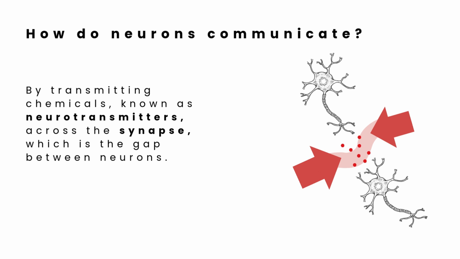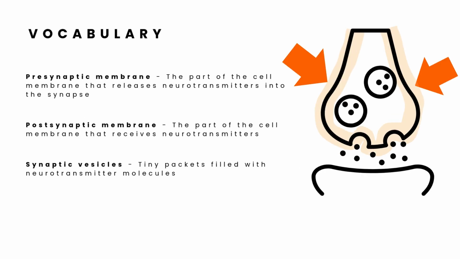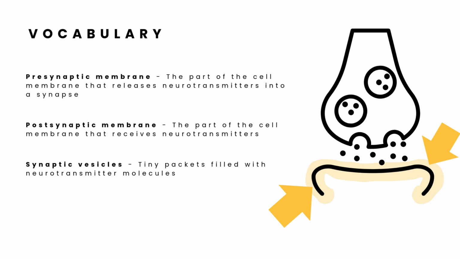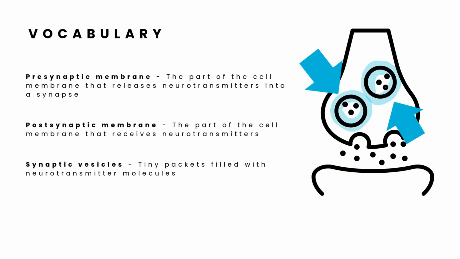Neurons communicate by transmitting chemicals known as neurotransmitters across the synapse, which is the space between two neurons. Before we get into details, let's go over some vocabulary. The presynaptic membrane is the part of the cell membrane that releases neurotransmitters into the synapse. The postsynaptic membrane is the part of the cell membrane that receives the neurotransmitters. The synaptic vesicles are tiny little packets that are filled with neurotransmitter molecules.